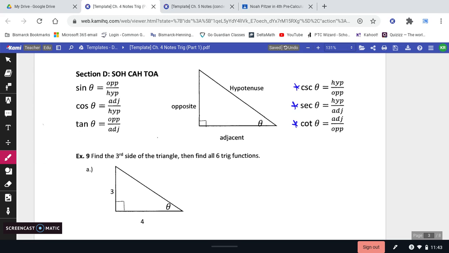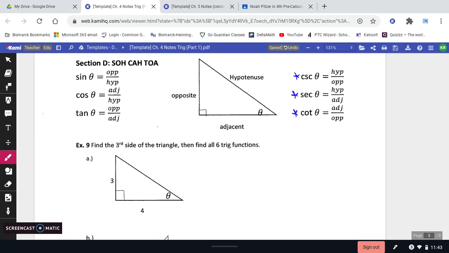Okay, number 9, find the third side of the triangle and find all 6 trig functions. So it's a right triangle. You can do Pythagorean theorem. So 3 squared plus 4 squared is c squared. Solve that. C will be 5.